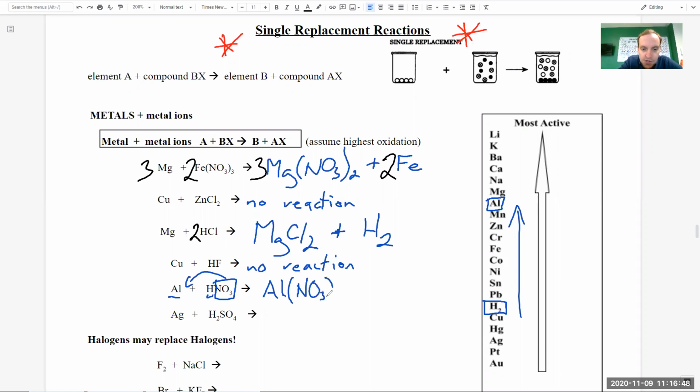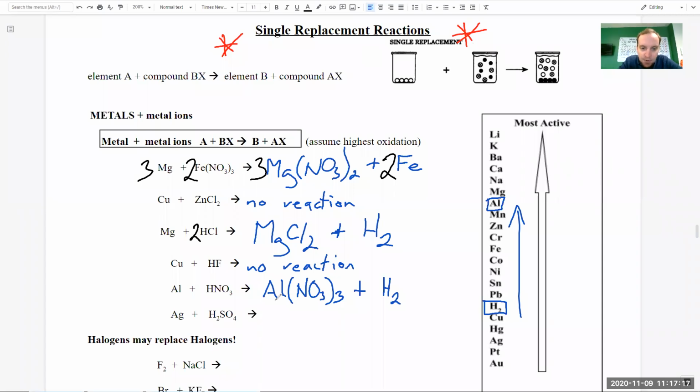Al(NO3)3. The charge of aluminum is 3, so the 3 will move down here. The nitrate is a 1, so it's going to move right there. I don't need to write the 1, so it's just Al(NO3)3. Then the H is going to be left by itself. Remember, it is one of the 7 diatomic elements, so it's H2. So that is aluminum nitrate plus hydrogen. That is the correct reaction. We just need to make sure it is correctly balanced.